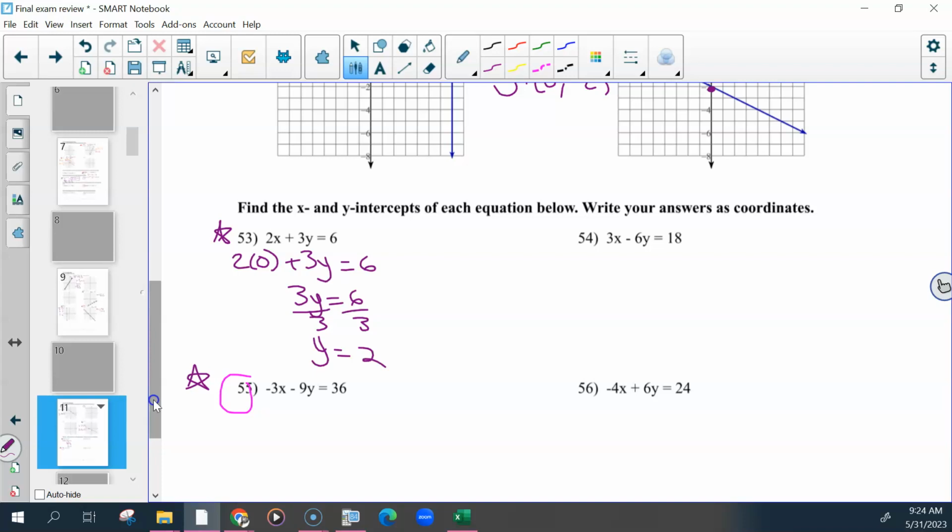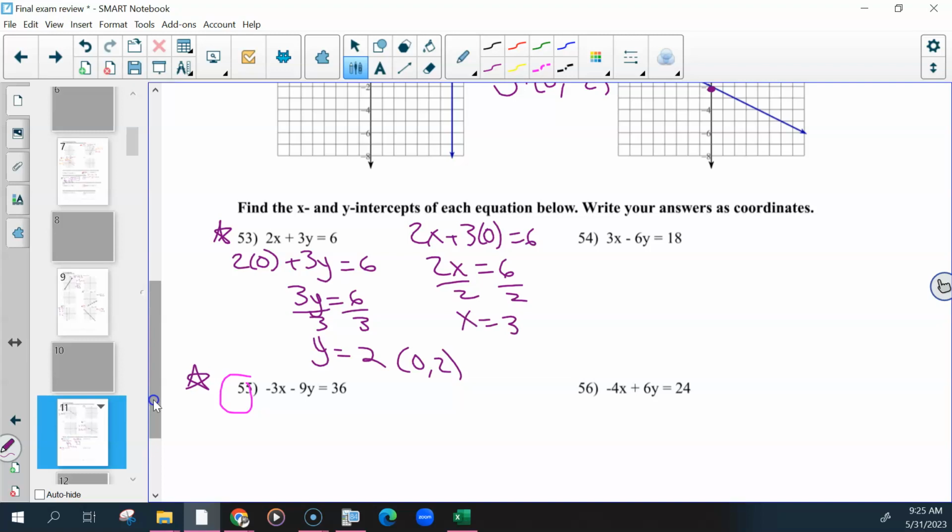So y equals 2, and I would rewrite that as an ordered pair. I know my x value is 0 because that's what I put in. Then you would do the same thing for the opposite. Instead of putting 0 in for x, we're now going to put it in for y and solve for x. The 3 times 0 would become 0. We don't need that part. Then we could solve for x, divide by 2 on both sides, and write that as an ordered pair.